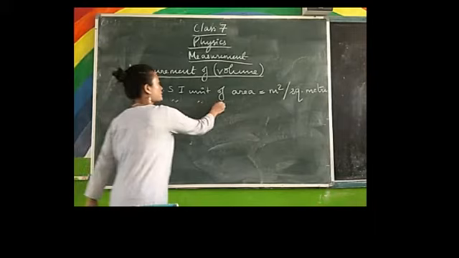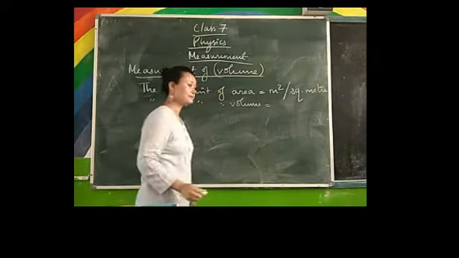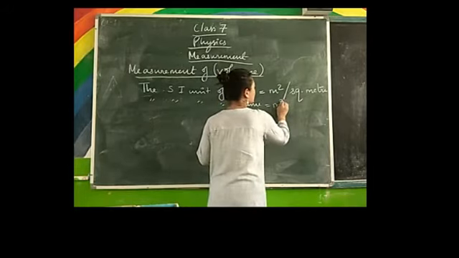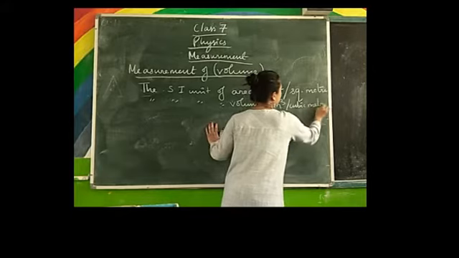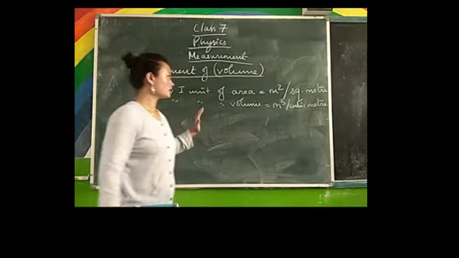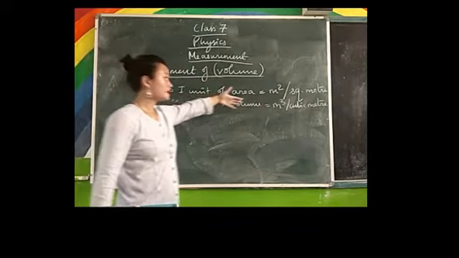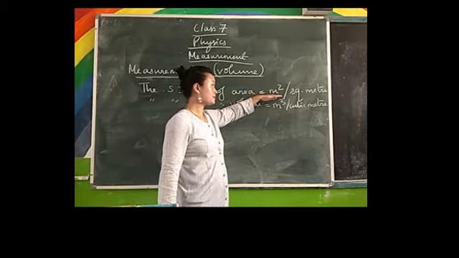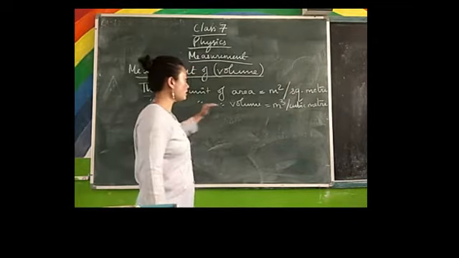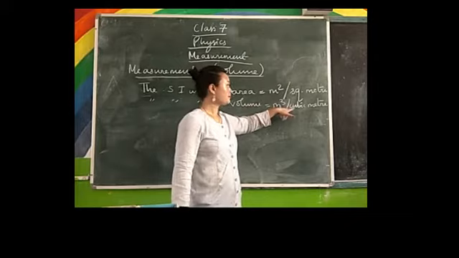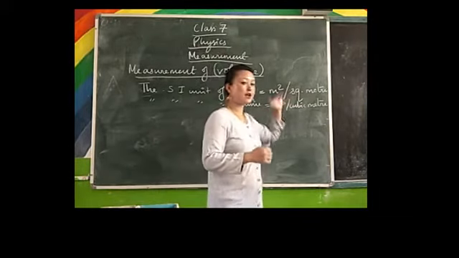And the unit of volume is meter cube or cubic meter. Now you can see the difference. When we talk about the unit of area of a solid, the unit is meter square or square meter, so it's square. And for volume, it's cubic meter or meter cube. Why do we have square here and why do we have cube here?